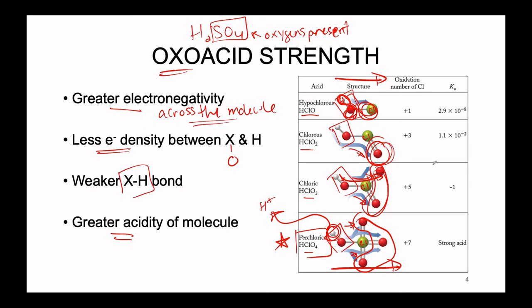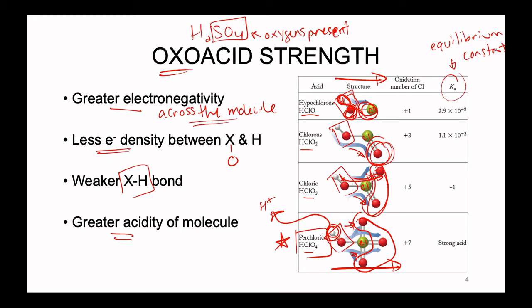The rest of the table has some additional information. The oxidation number of our chlorine, we can see, is increasing. The chlorine is becoming more and more positive, again, as we are pulling the electron density away from the chlorine. In this last column here, we have this new concept known as Ka. It's not entirely new. This is another equilibrium constant.